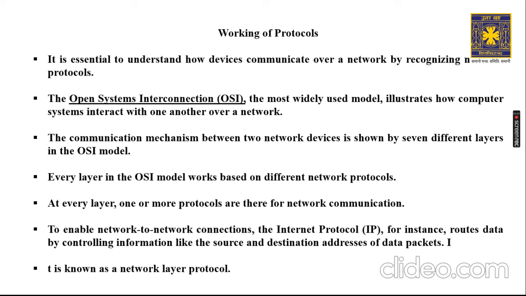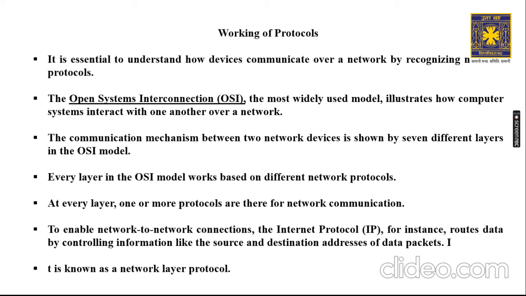So the 7 layers start from the physical layer. Then on top of the physical layer we have the data link layer. Then on top of the data link layer we have the network layer. On top of the network layer we have the transport layer. Then on top of the transport layer we have the session layer. And on top of the session layer we have the presentation layer, and on top of the presentation layer we have the application layer.